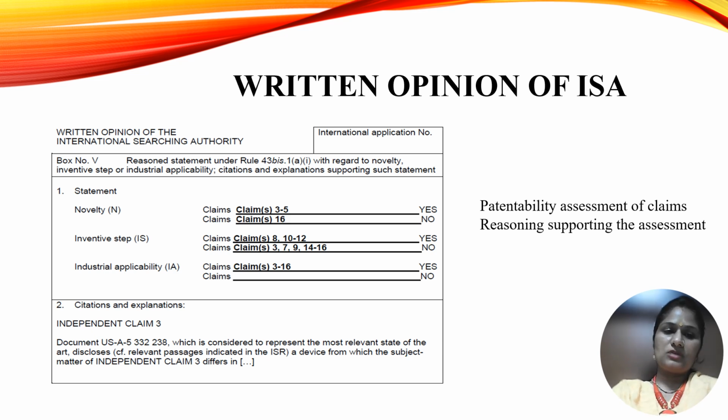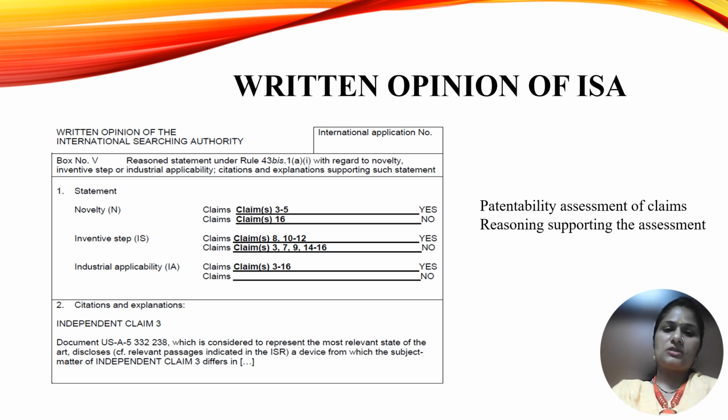Now if you see this report carefully, it states that for novelty, claim numbers 3 to 5 are novel, but claim number 16 is not. For inventive step, if you go through claims 8, 10 and 12, it says that yes, they involve an inventive step. But on the other hand, claims 3, 7, 9, 14 to 16 do not have any inventive step involved in them. Then we have industrial applicability.